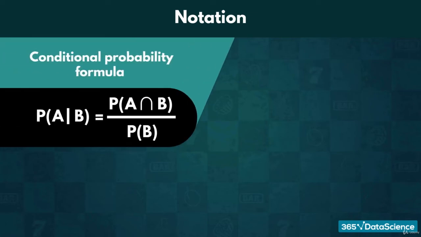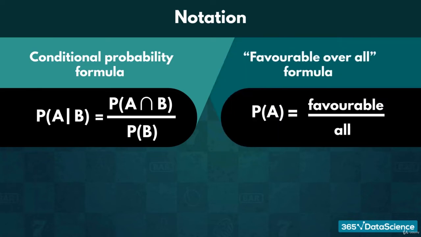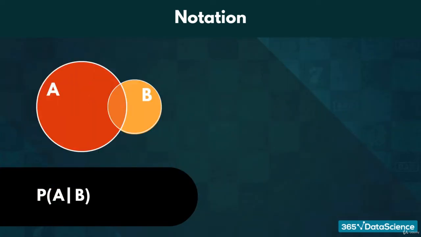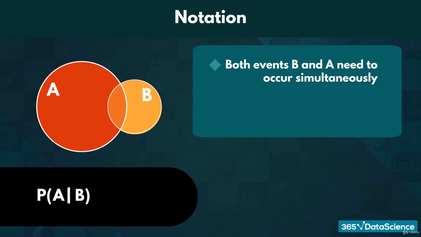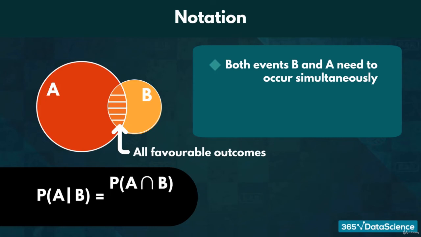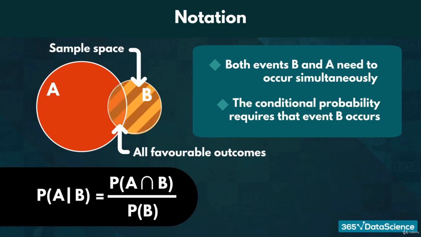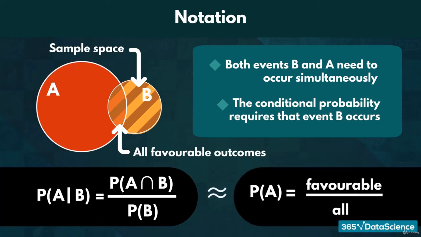Now, let's look at the conditional probability formula more closely. If we compare it to the favorable over all formula we have been using so far in this course, we can see many similarities. To satisfy the conditional probability, we need both events B and A to occur simultaneously. This suggests that the intersection of A and B would consist of all favorable outcomes for this probability. Secondly, the conditional probability requires that event B occurs, so the sample space would simply be all outcomes where event B is satisfied. Everything fits into place now, doesn't it?